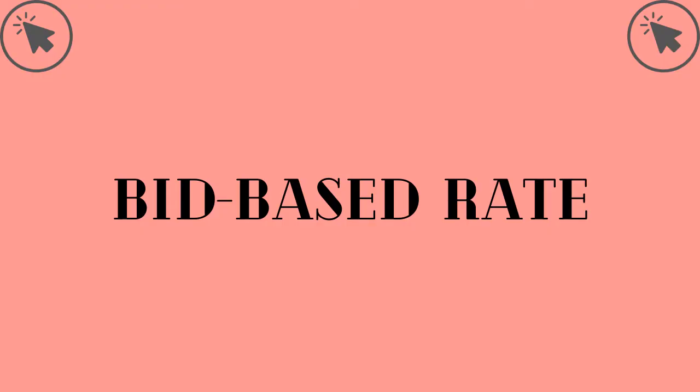And the other one, bid-based rate. This is the system that Google uses. The way it works is that an advertiser sets the maximum amount that they wish to spend for a particular click, and this particular amount is then called a bid. This helps advertisers determine the campaign duration and the amount of money that they wish to spend throughout the campaign.